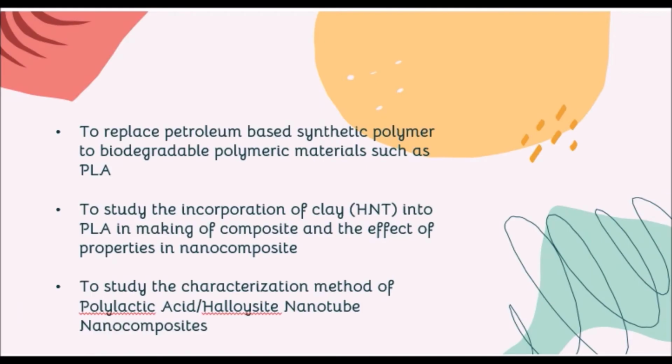And the second is the objective. The first objective is to replace the petroleum-based synthetic polymer with biodegradable polymeric materials such as PLA. PLA is known as polylactic acid. And the second one is to study the incorporation of the clay, which is the HNT. It is known as halloysite nanotube. HNT is incorporated into the PLA in making of the composite, and we study the effect on the properties of the nanocomposite.